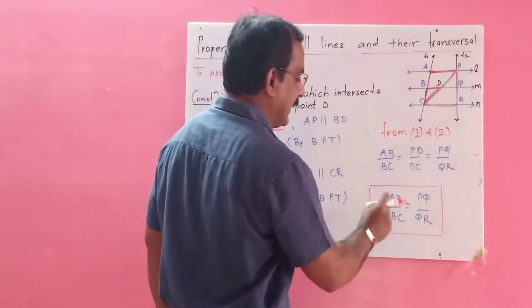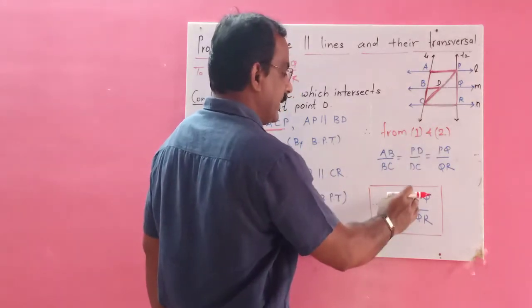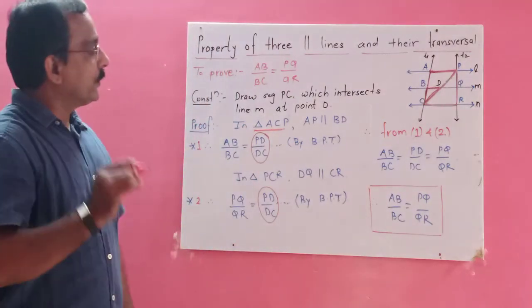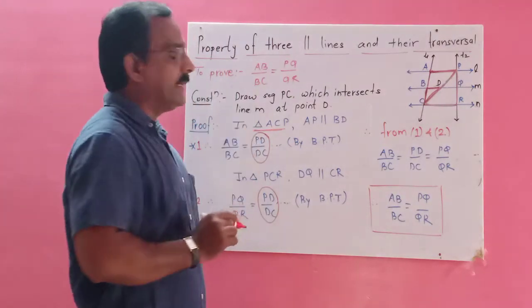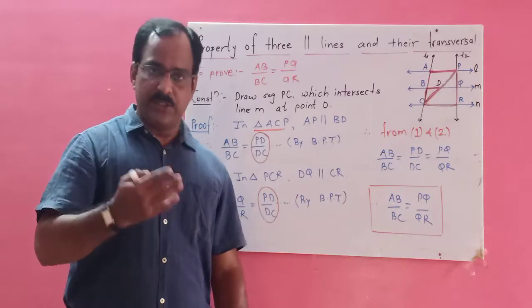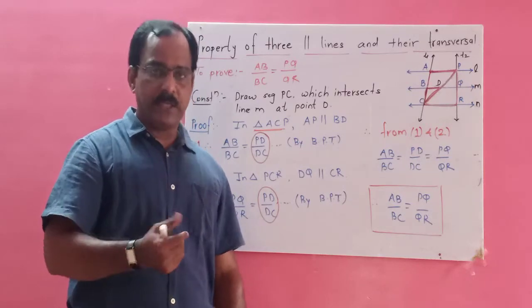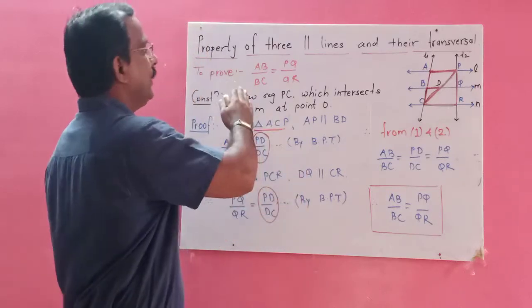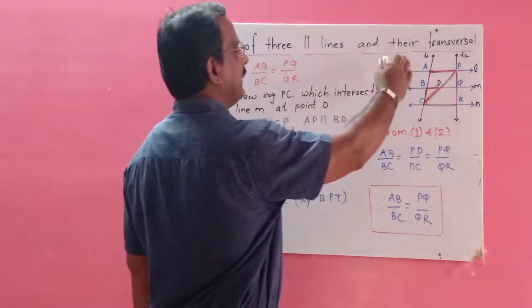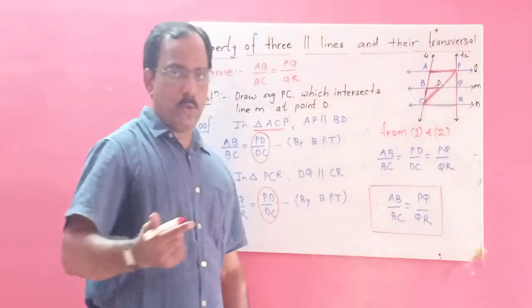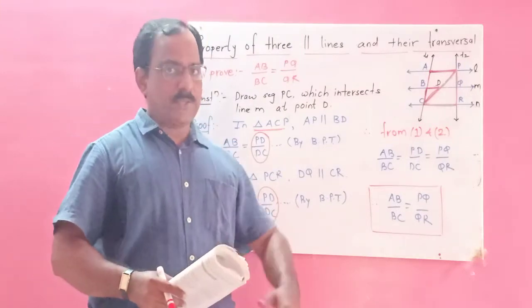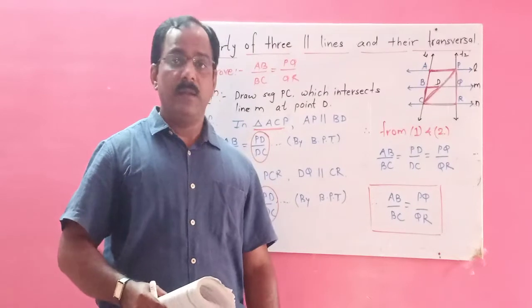And from here you can write AB upon BC is equal to PQ upon QR. So dear children, here I have completed the first three theorems: BPT, then angle bisector, and the third one, the property of three parallel lines and their transversal. I hope all of you have understood these theorems, because now I am going to apply them.